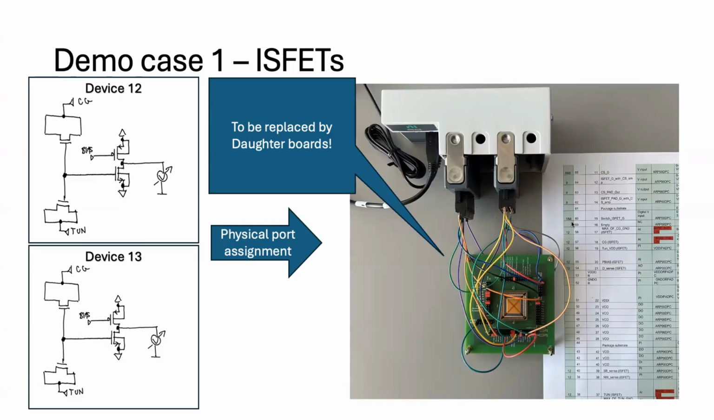So this is how the measurement configuration looks physically. You can see that at the moment we are using these cables because the daughter boards are not yet ready. But when the daughter boards are ready, then all those cables will be replaced by this adapter board and the wire cable. Then it will look much clearer.